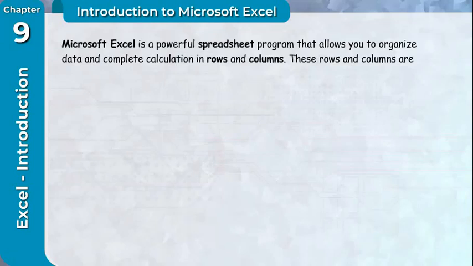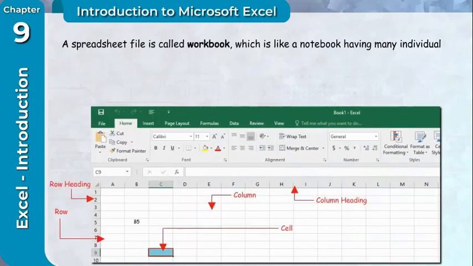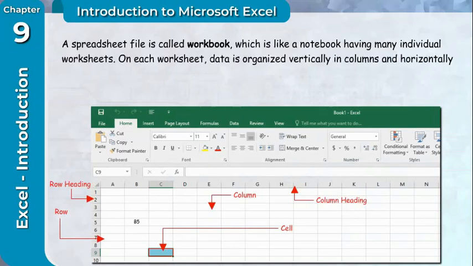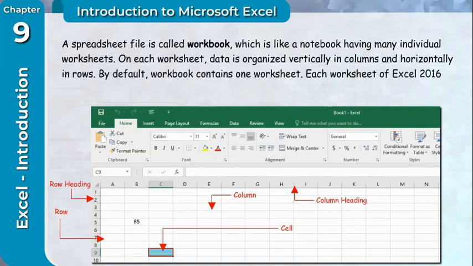in rows and columns. These rows and columns are collectively called worksheet. A spreadsheet file is called Workbook, which is like a notebook having many individual worksheets. On each worksheet, data is organized vertically in columns and horizontally in rows. By default, Workbook contains one worksheet.